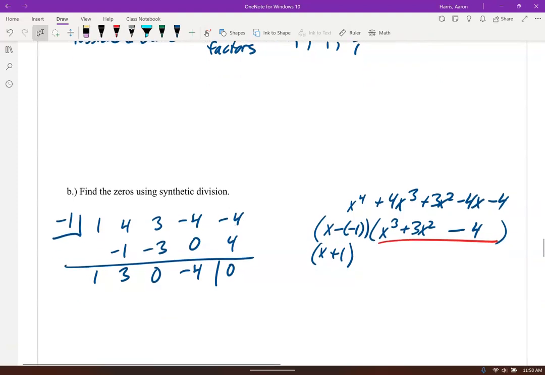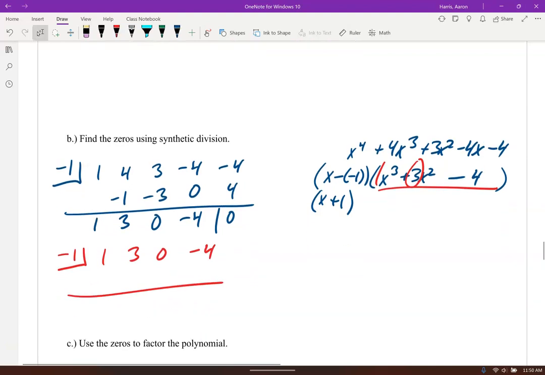Now let's make sure that -1 is not a repeated 0. So let's test -1 again. So I'm going to go 1, factor 1, 3, 0, -4. And let's see, make sure that's not a repeated 0. It's not. Okay, so we're done with -1.